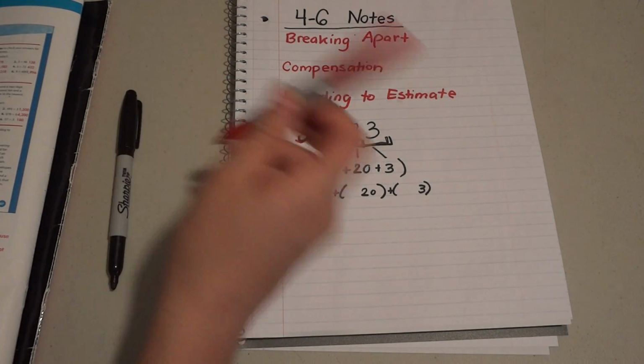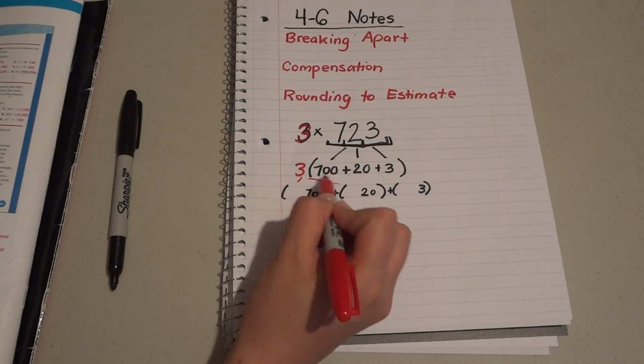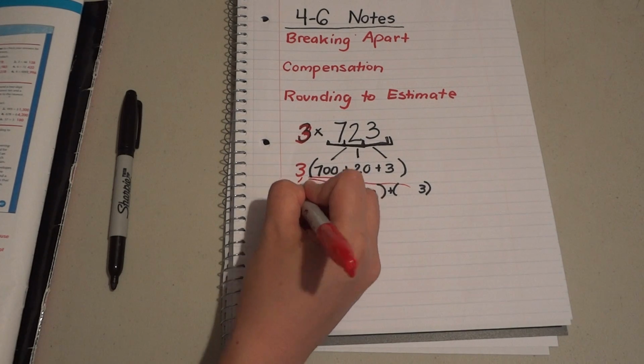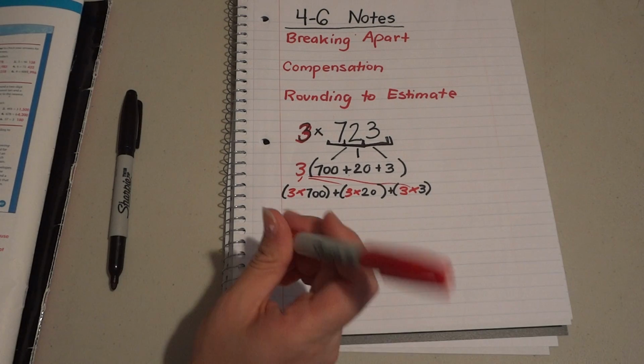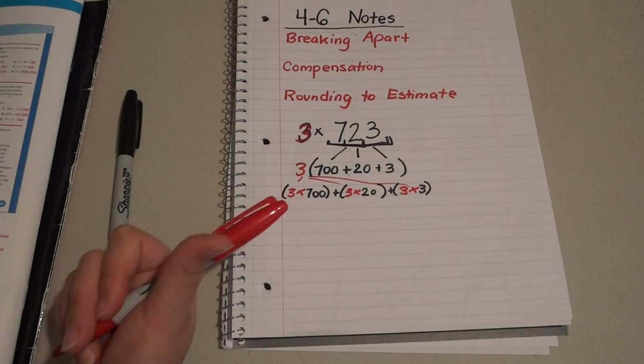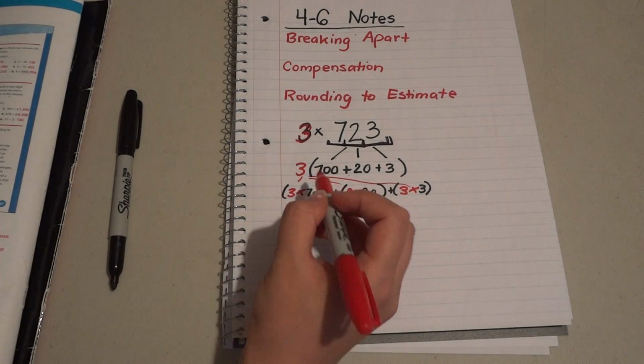Now you have to distribute out the 3. 3 times 700, 3 times 20, 3 times 3. And a lot of you are doing an awesome job breaking apart. So keep it up. Then you have to solve.